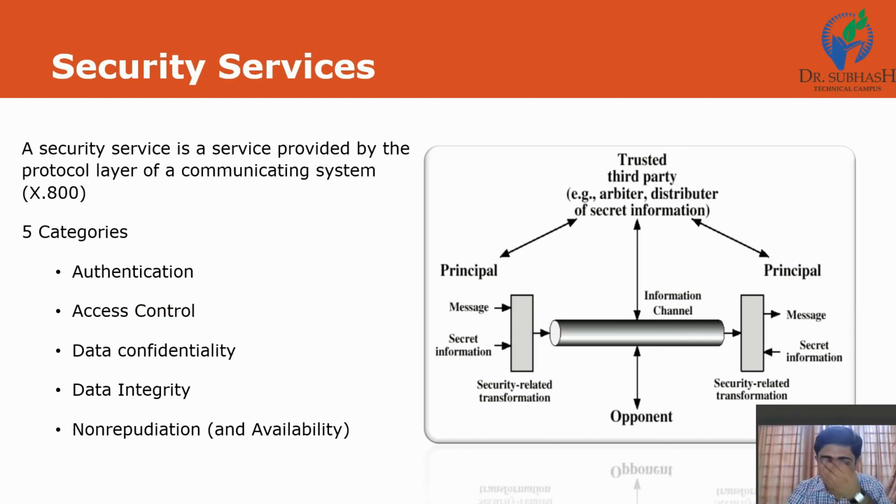Data confidentiality means data may be confidential and wrapped in a packet, and the packet can be accessed only by people who are approved, who are authenticated. Data integrity: data passed from one client to another client should not be disturbed within a network. And the last feature is non-repudiation, and availability of data.